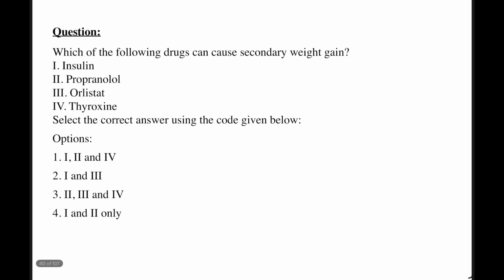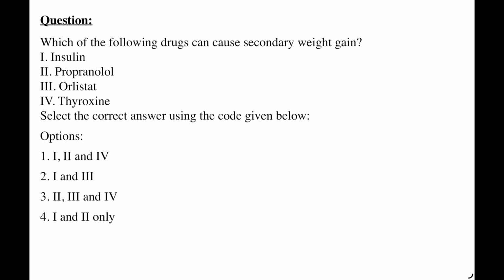Now the next question is, which of the following drugs can cause secondary weight gain? Secondary weight gain may be because of any disease, or it can be an endocrine disease, or mainly it is iatrogenic, that is drug induced. So now let's look at the causes of weight gain. There are primary or genetic causes, but secondary causes include endocrine causes.